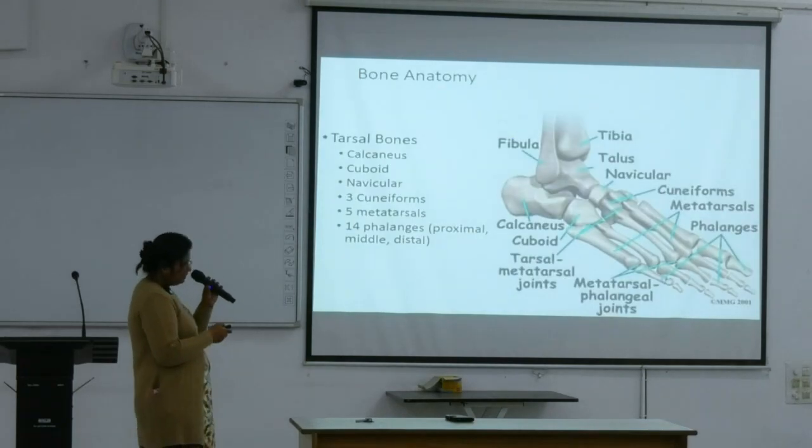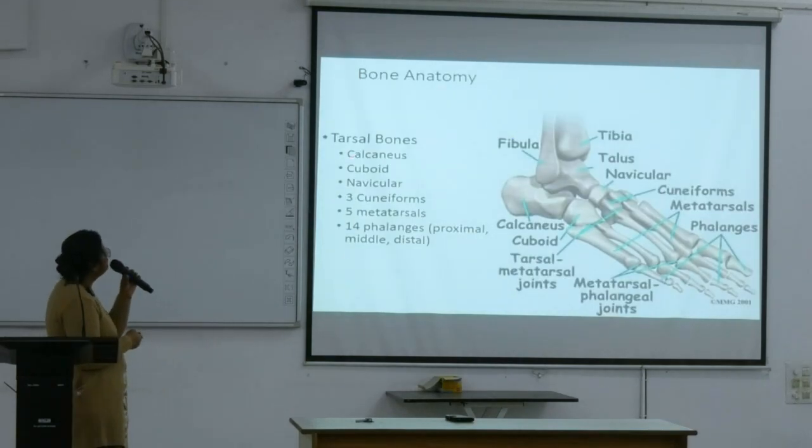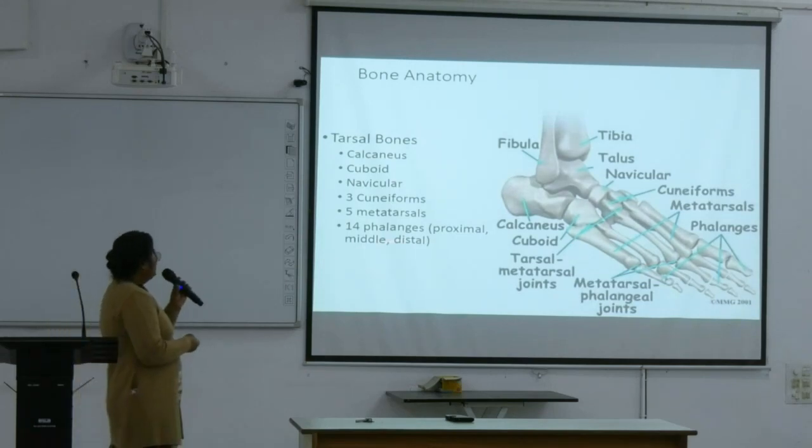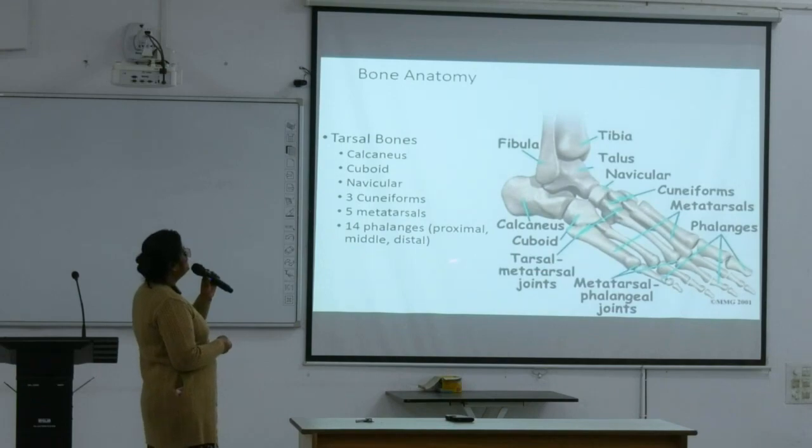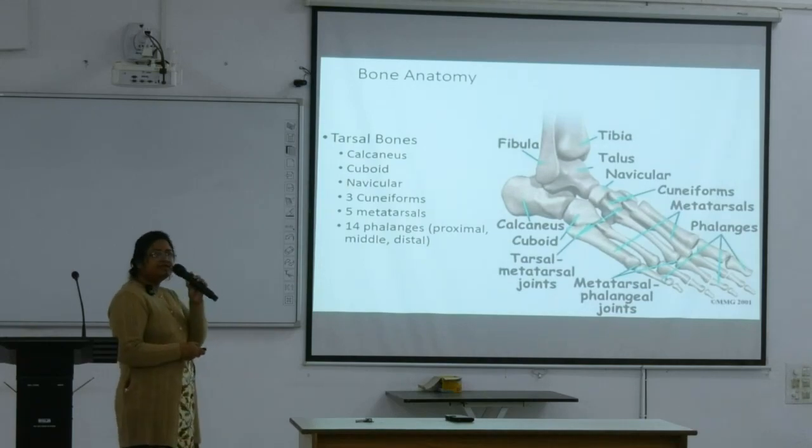Next. So these are the bones forming the foot. Tarsal bones are the calcaneum, cuboid, navicular, talus, and three cuneiforms: medial, intermediate, lateral cuneiforms. Okay. These are the metatarsals, first, second, third, fourth, and fifth. And these are the phalanges, two for the great toe and three each for the lateral four toes. Okay. 14 phalanges are present, proximal, middle and distal, and for the great toe only proximal and distal phalanx. Okay. So these bones will take part in the formation of arches.